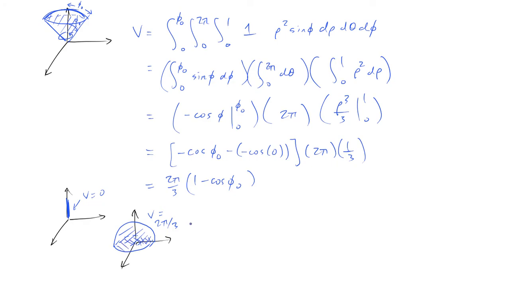And then let's put in something kind of interesting. Let's put in pi over 4. We'll get the volume of this cone, which is kind of like the cone I drew here. That's like 45 degrees. And that'll be 2 pi over 3 times 1 minus 1 over root 2. So apparently the volume of this ice cream cone shape is this strange expression. Okay, so that concludes our 22nd lecture. Have a good one.